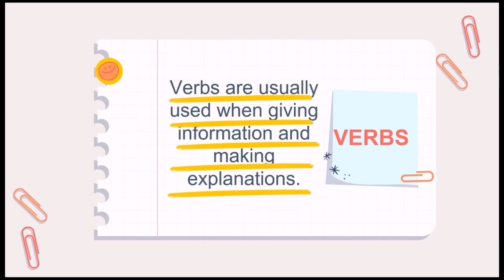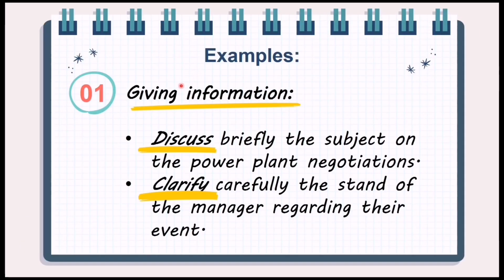So we have here an example. Example in giving information. Discuss briefly the subject on the power plant negotiations. So our verb here is the word discuss. So this word discuss is giving us the information about the power plant negotiations. Other example is clarify carefully the stand of the manager regarding their event. So the word clarify giving also an information, and that is verb.